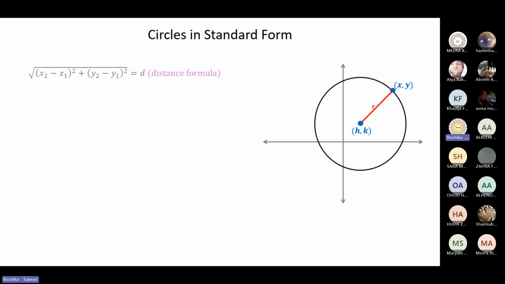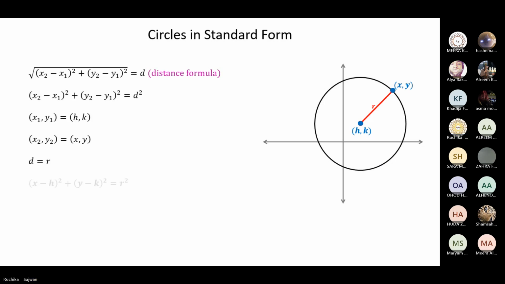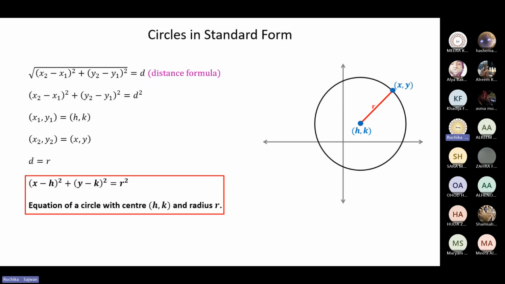Okay, so this is how it comes about. And then we calculate the distance. I will give you the standard formula. Just write in your notebook this red box. This red box contains the formula for the equation of the circle. This is the standard form where the center is denoted by h comma k and radius r. We'll be using this equation to solve the questions.